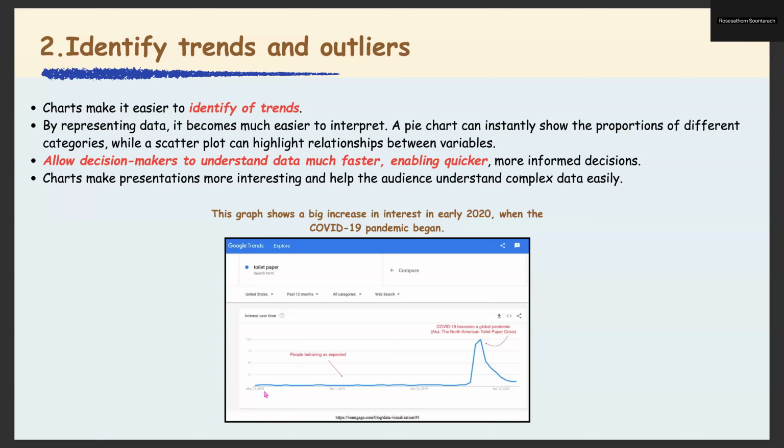Charts make presentations more interesting and help the audience understand complex data easily. For example, this graph shows a big increase in interest in toilet paper. If you can observe that during COVID-19, this shows the increase of toilet paper.